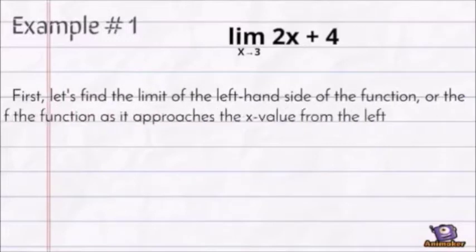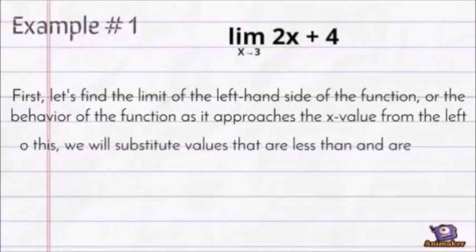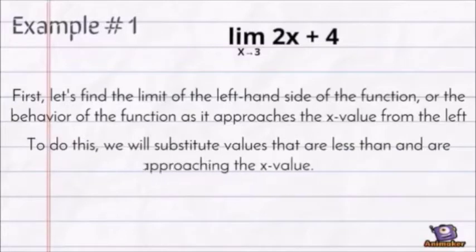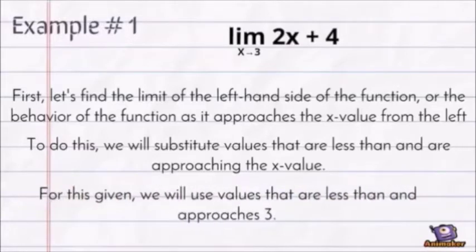First, let's find the limit of the left-hand side of the function, or the behavior of the function as it approaches the x value from the left. To do this, we will substitute values that are less than and are approaching the x value. For this given, we will use values that are less than and approaches 3.